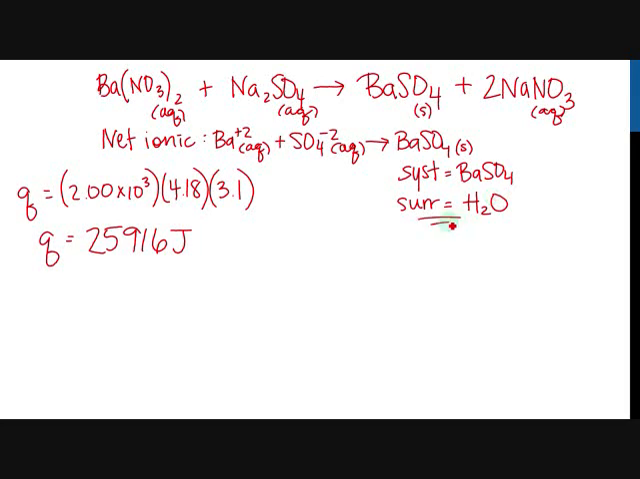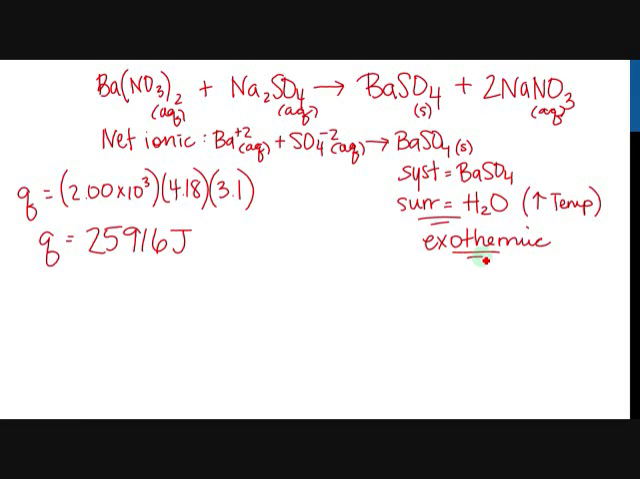So if the temperature increased in the surroundings, that means that the heat was flowing to the surroundings. Okay, so if the heat is flowing to the surroundings, then that means that it is an exothermic reaction. So we will need to make it a negative value when we have our change in enthalpy.